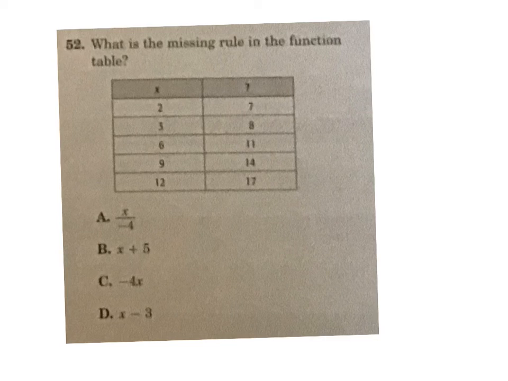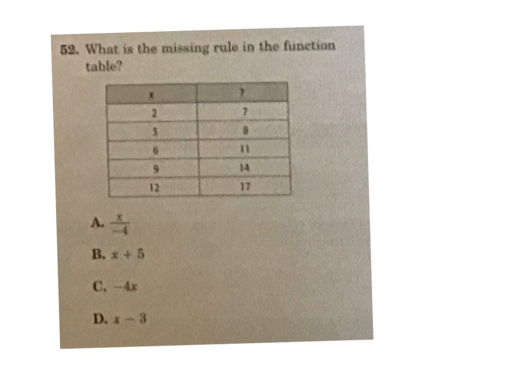All right, we need to find a function here. What is happening to go from x here to here? What's happening every time? We go 2 to 7, 3 to 8, 6 to 11, 9 to 14, and 12 to 17. Looks like the same thing is happening. So it looks like it's adding 5 each time. So it's x plus 5. That's a nice one that makes sense.